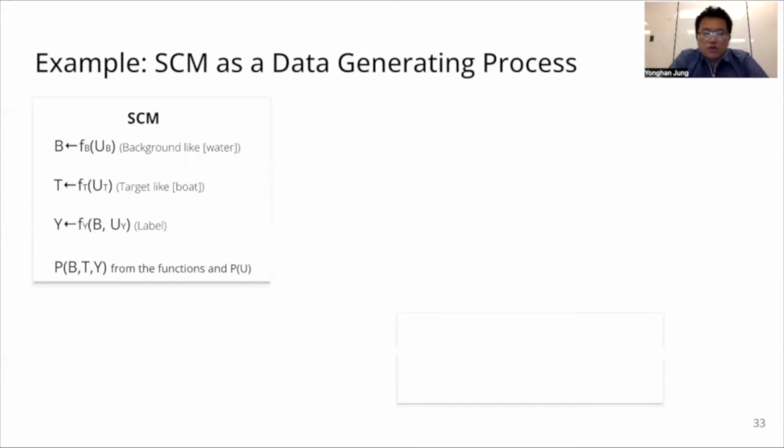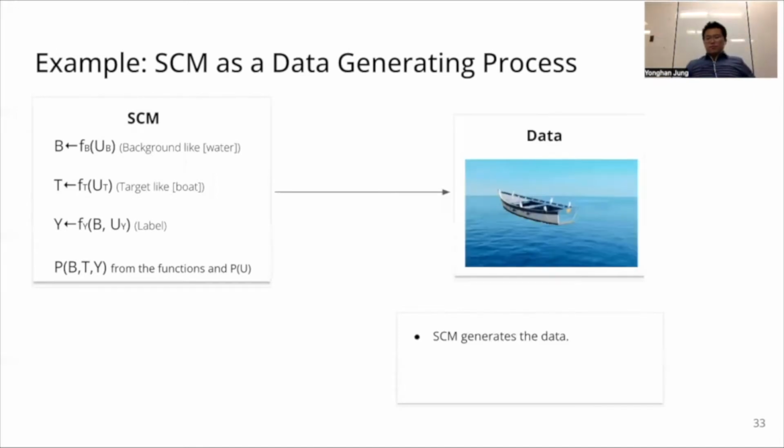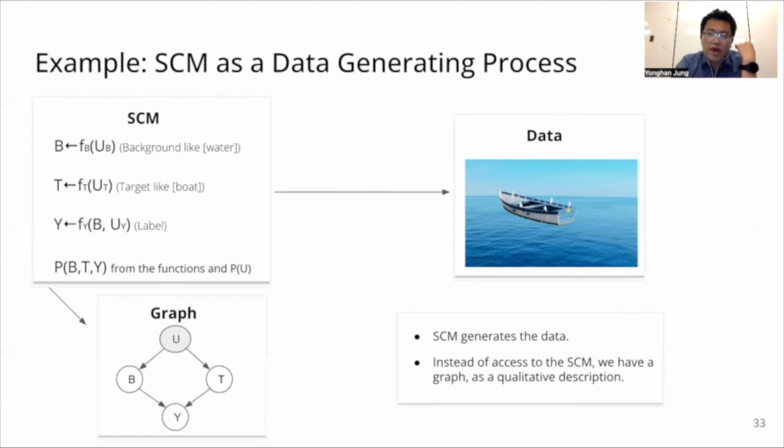And here is an example of how the SCM can be used for describing the data generating process. So we have a structural causal model for the background, target, label, and the distribution over variables. Then this structural causal model generates the data. One thing we want to note is that instead of having access to the structural causal model, we have a qualitative description which can describe the structural causal model.